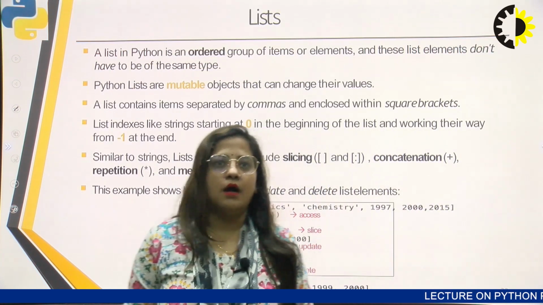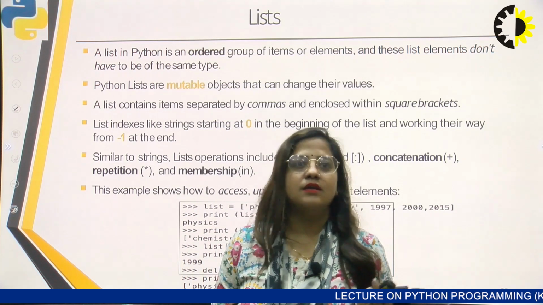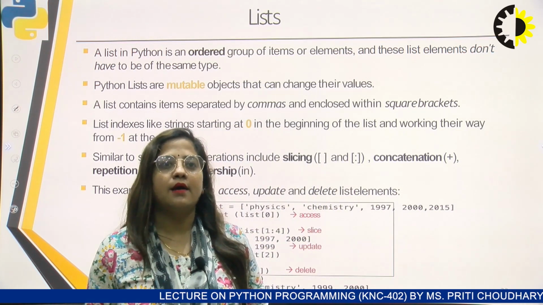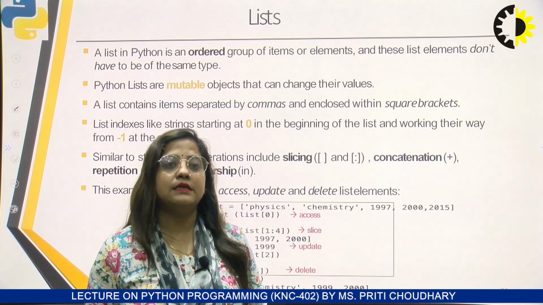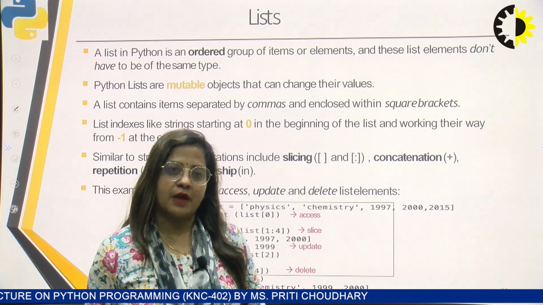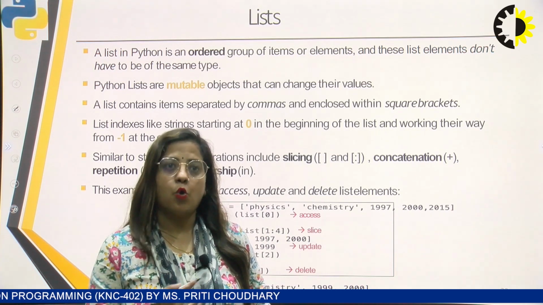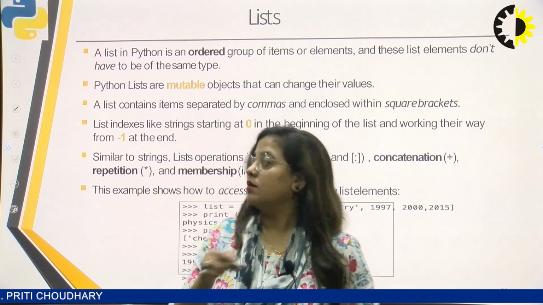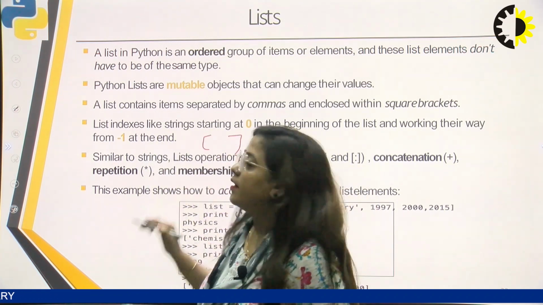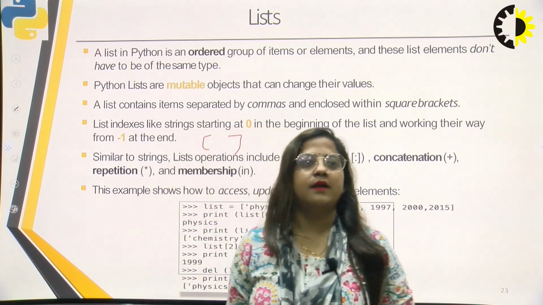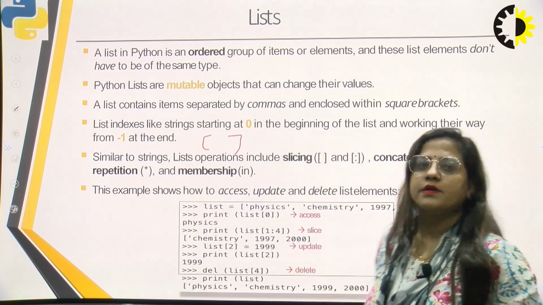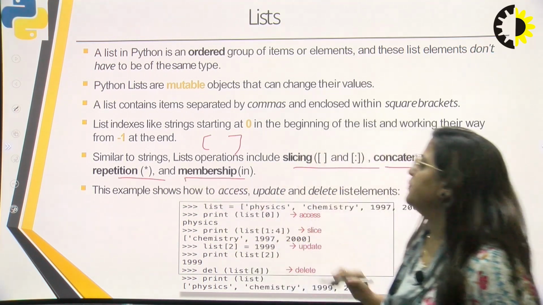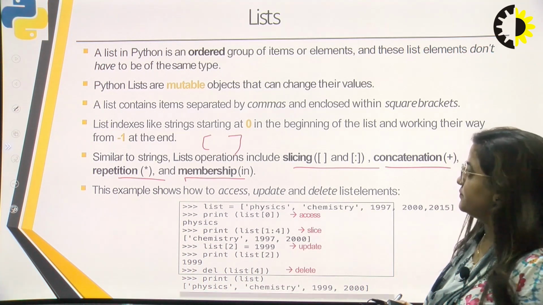Now, I already defined list in my previous lecture. A list is a mutable object, so you can change your data in Python. A list can use different types of values like integer, string and other data types, and it is enclosed in square brackets. It supports operations similar to strings, like slicing, concatenation, repetition and membership.